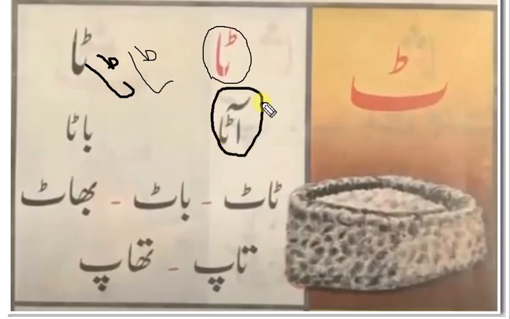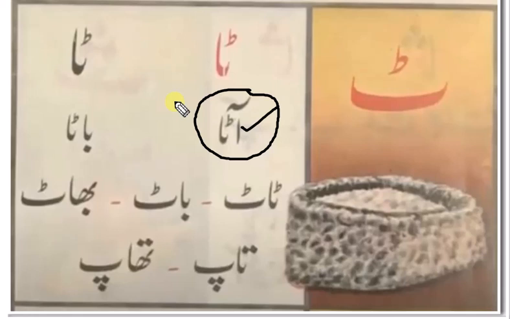Tea is just like ta ta, and te alif ta. Ta ta. And what about that? Alif ta ta. Alif mad a, te alif ta, a ta. Alif mad a. Te alif ta, a ta.